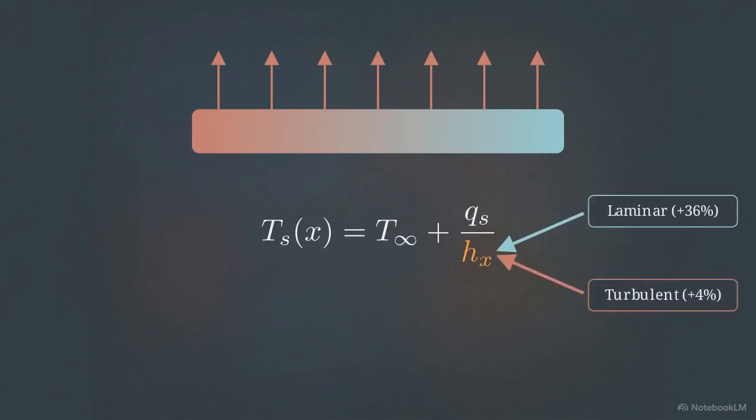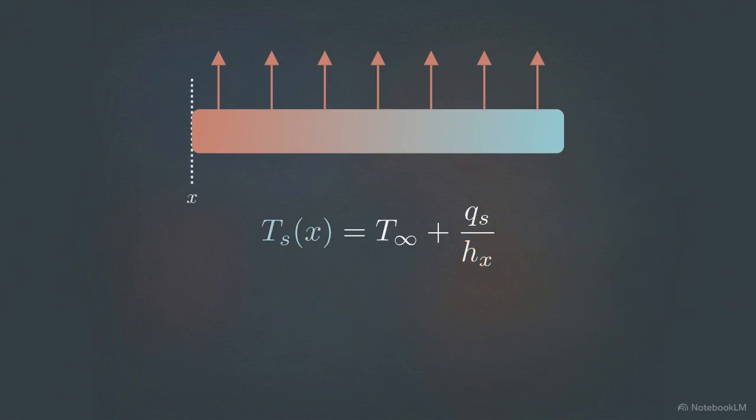This changes the math. Heat transfer coefficients run 36% higher for laminar flow and 4% higher for turbulent flow compared to the isothermal case. Because the heat flux is already a known constant, your goal shifts to calculating the local surface temperature at any given point x.